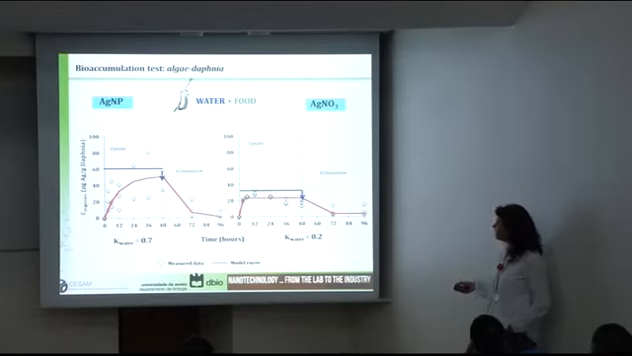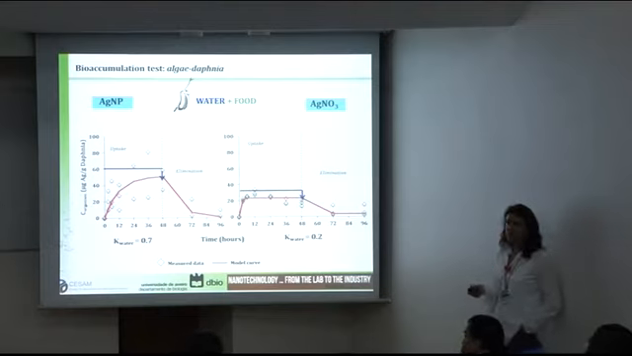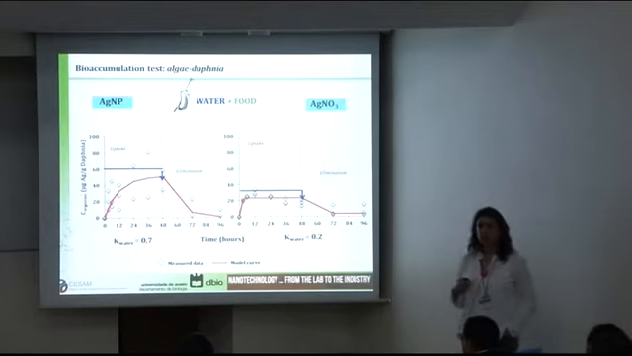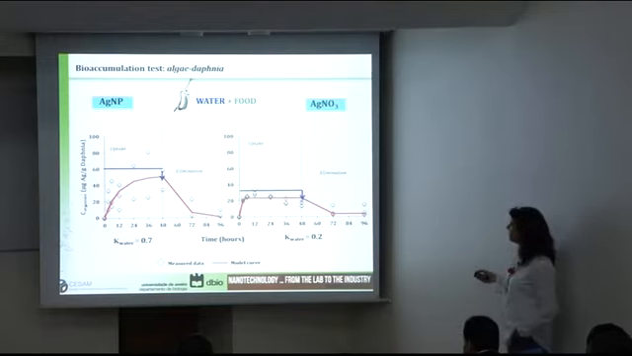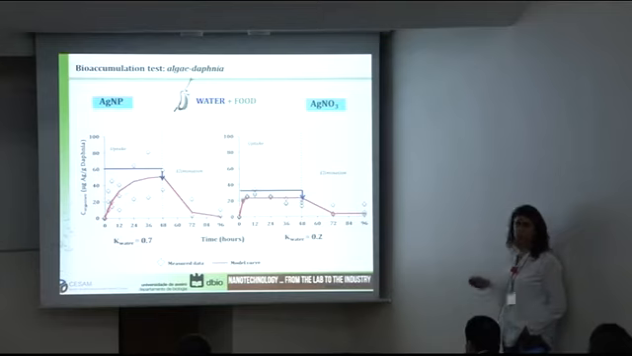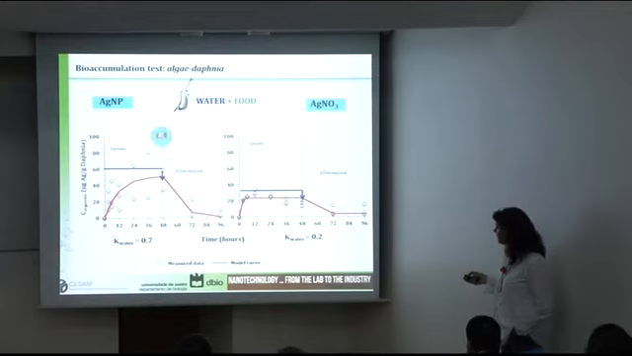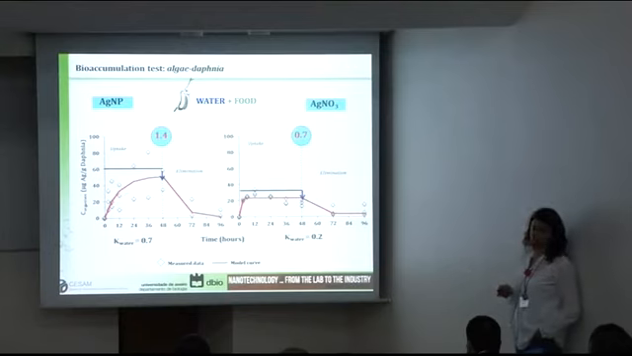So mainly, this is an experiment in time. Here you have the concentration of silver inside the organisms, and here is the time. So what we saw here is that the concentration that was being uptaken by the daphnids was much higher when the nanoparticulate form was present in the water than when it was present only as an ionic salt. And here are the bioaccumulation factors that were also higher for the daphnids exposed to nanoparticles.